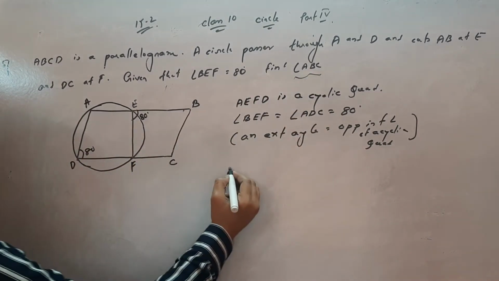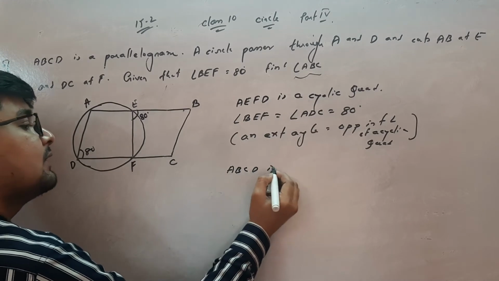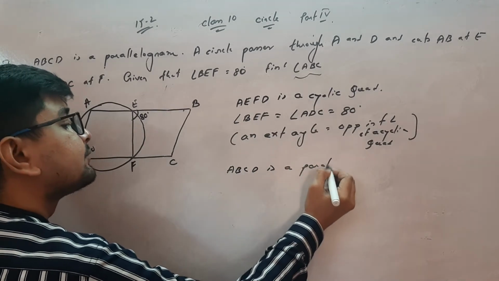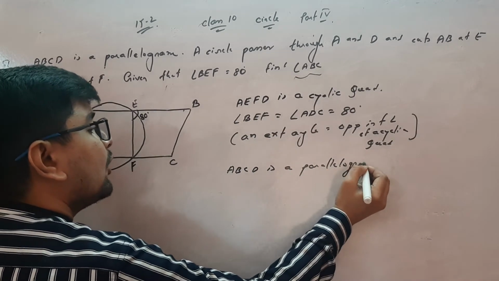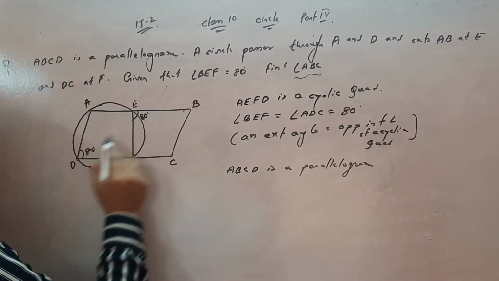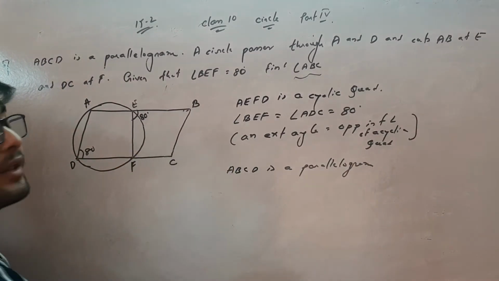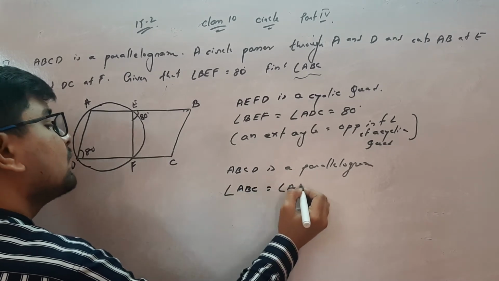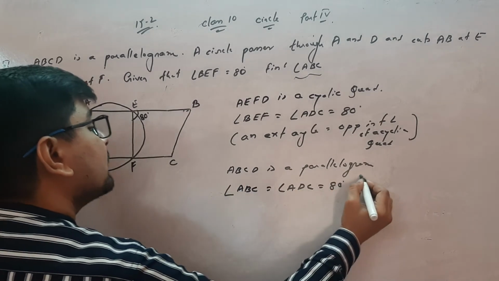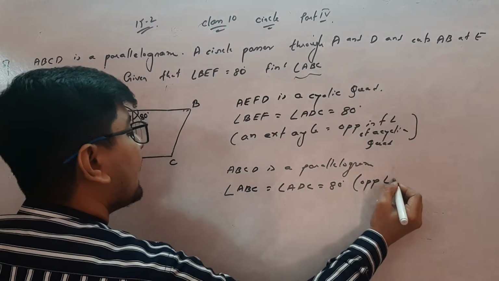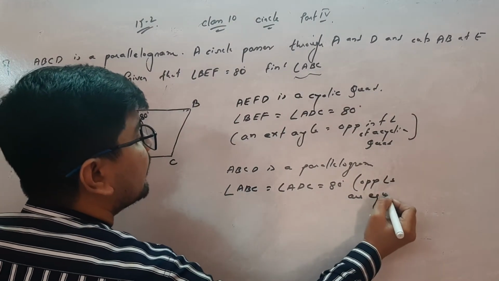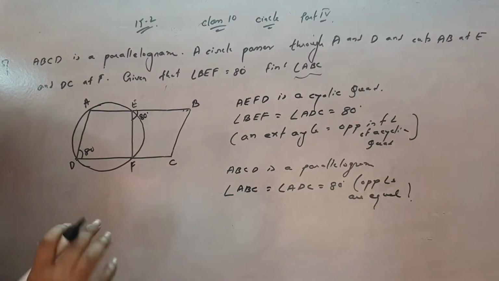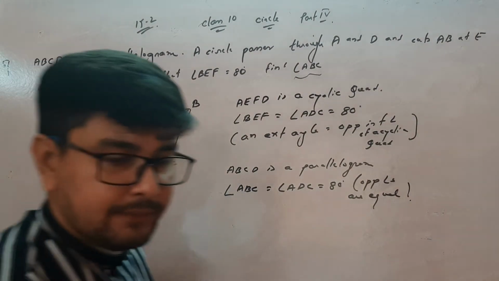Given ABCD is a parallelogram, we know that opposite angles of a parallelogram are equal. So angle ABC equals angle ADC equals 80. Opposite angles are equal in a parallelogram. Very easy. Note.